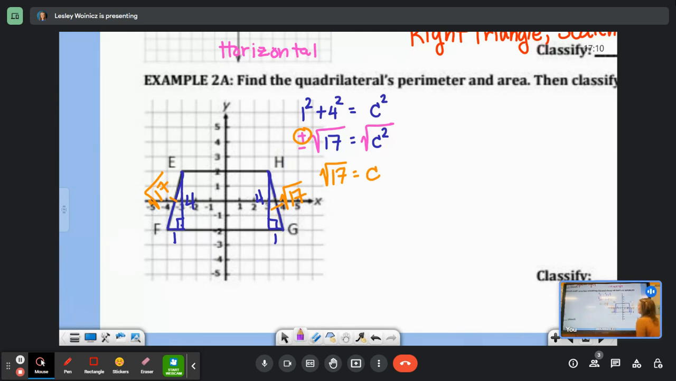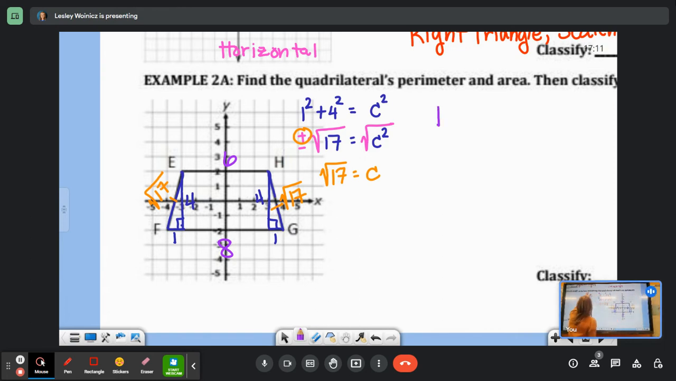Okay, let's find some other lengths. This big old base right here is 1, 2, 3, 4, 5, 6, 7, 8 units long. The base on the top is 1, 2, 3, 4, 5, 6 units long. Well, shoot, now I've got all the sides, we can find the perimeter.